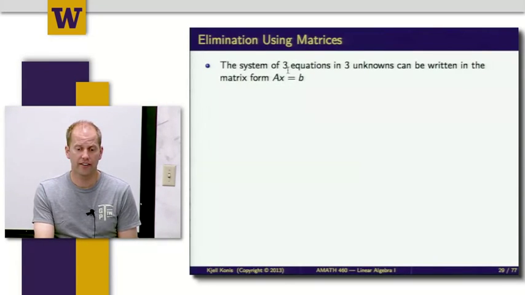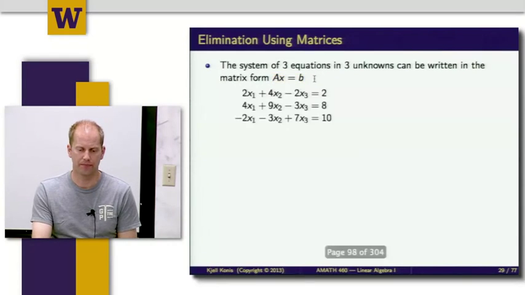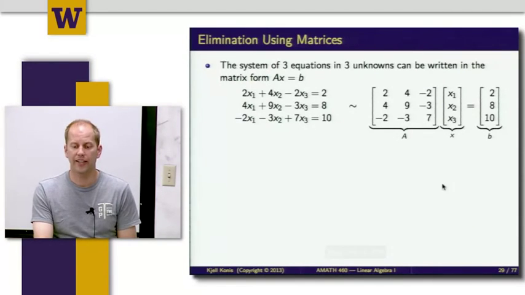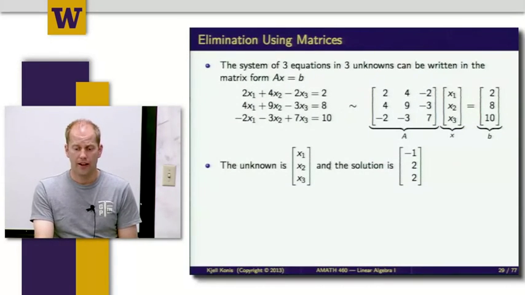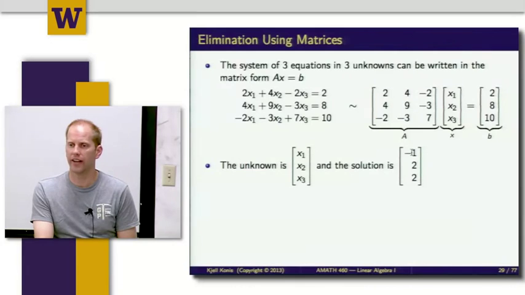So now let's consider a slightly more complicated system. Now I have 3 equations and 3 unknowns, and I want to write that in the form Ax equals b. So here's my system. And I can write that in matrix form. So I have A as a coefficient matrix, so you can verify that it just has the same numbers as I have coefficients over here. The unknowns are this vector x, and the vector b is the right-hand side, so it's the 2, 8, and 10. And just ahead of time, I'll tell you that the solution is -1, 2, 2.